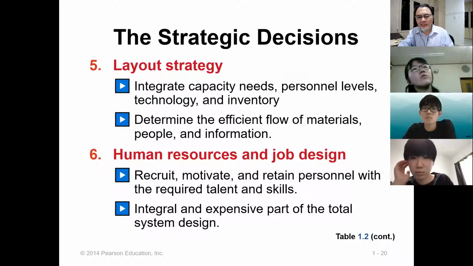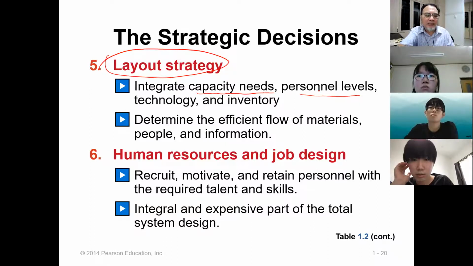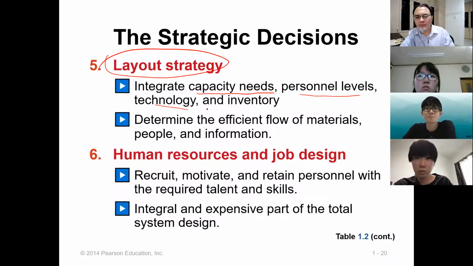Layout. I think this is one of the most important. Layout means how you arrange your facilities, from receiving parts until going out of the factory. This is basically the factory layout, or a warehouse, or even services, retail stores, supermarkets. Every supermarket has its layout strategy. So you need to integrate capacity needs, personnel levels, I mean the workers who are going to produce the products or goods, and then technology. Today we are talking about Industry 4.0, or Society 5.0 in Japan.